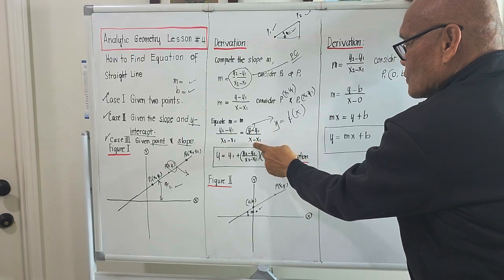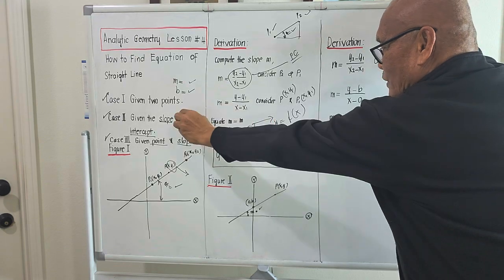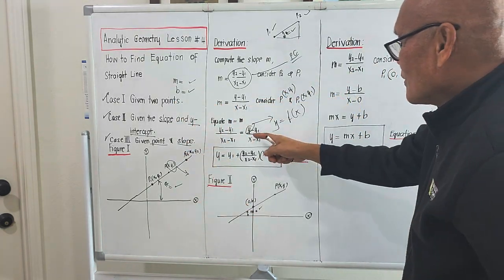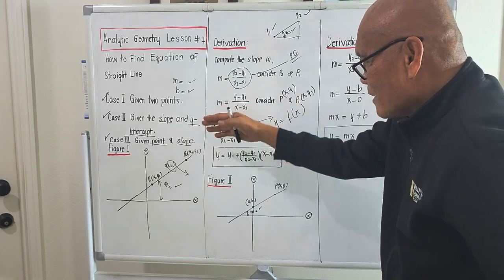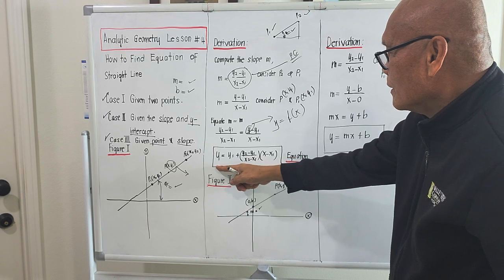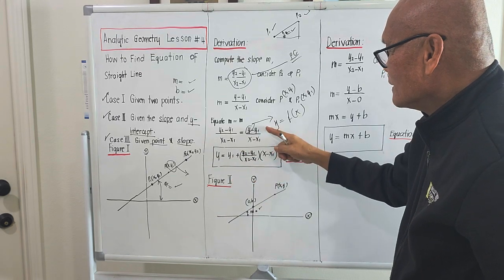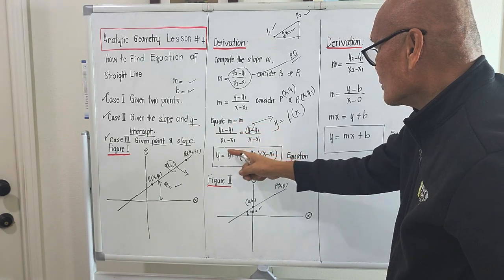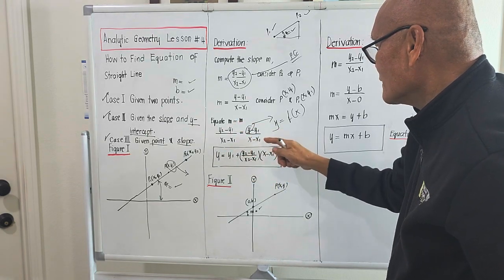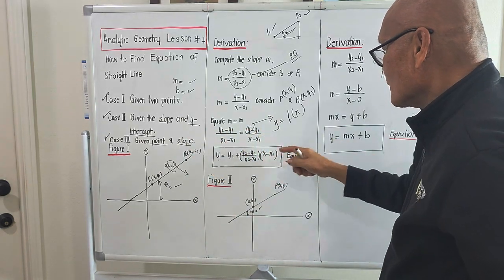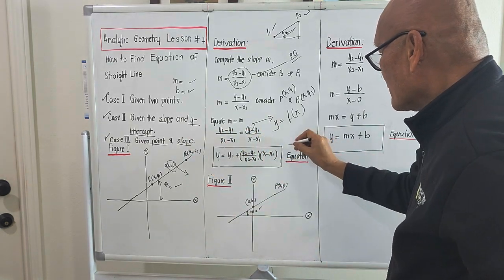So we will transpose this x minus x sub 1 to the left, then rearrange it. If we compute for y, this will go to the left, then we rearrange. Therefore, y will be equal to y sub 1 plus the product of y sub 2 minus y sub 1 over x sub 2 minus x sub 1 times the quantity x minus x sub 1. And this will be the required equation.